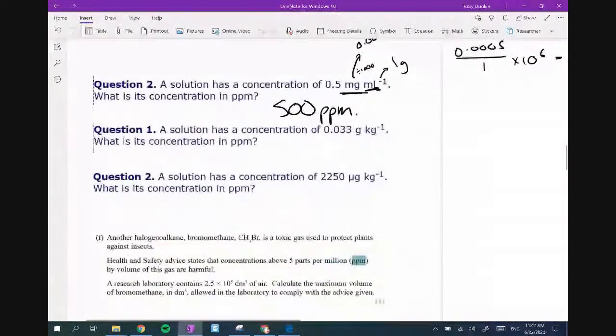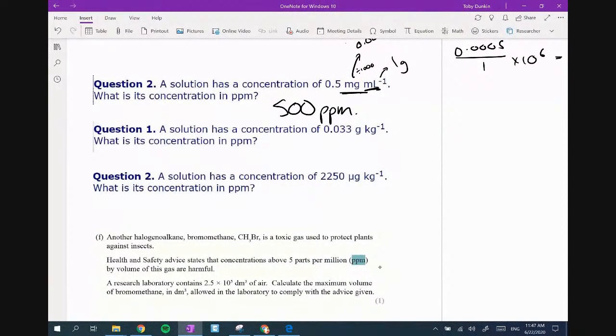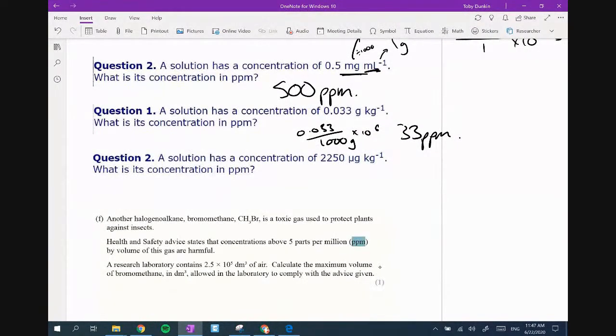A solution contains 0.033 grams in a kilogram. Okay, well, that's nice. So that's 0.033 in grams already, over 1,000 grams times 10 to the 6. So 0.033 divided by 1,000 times 10 to the 6 gives me 33 ppm. Next, a solution contains micrograms.